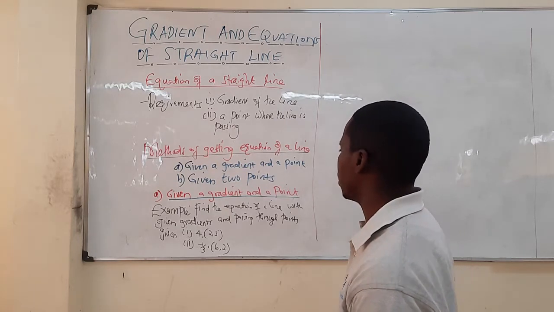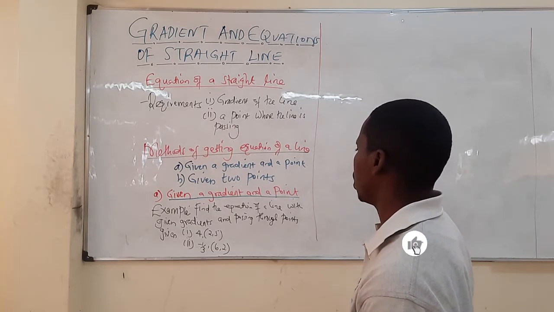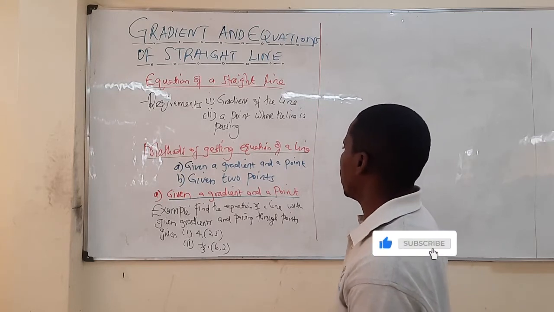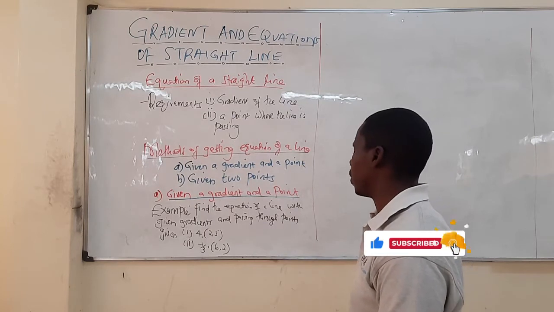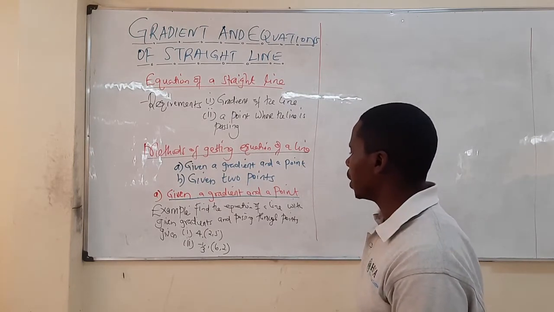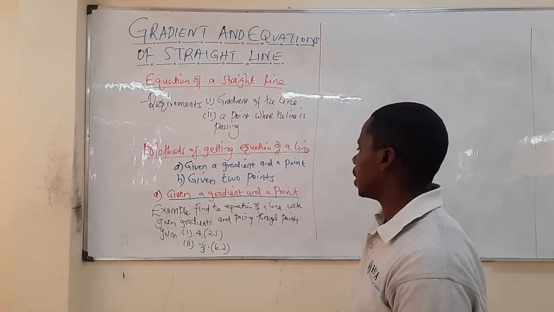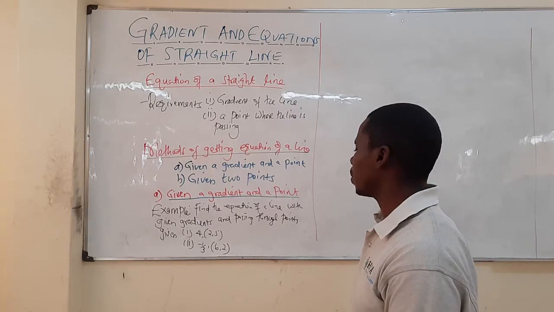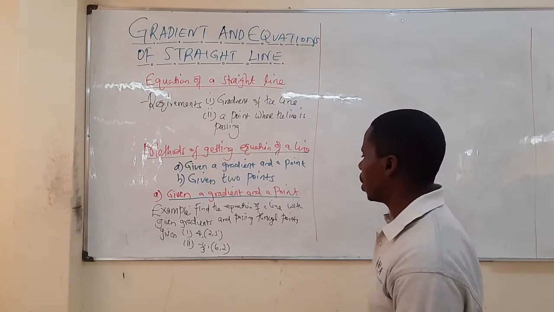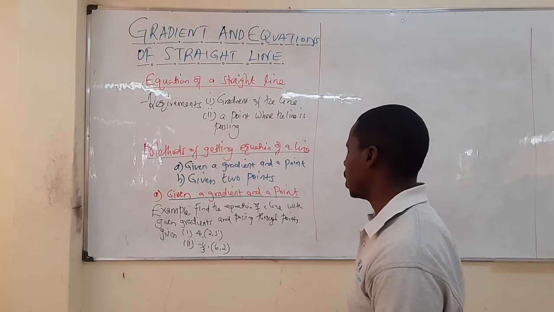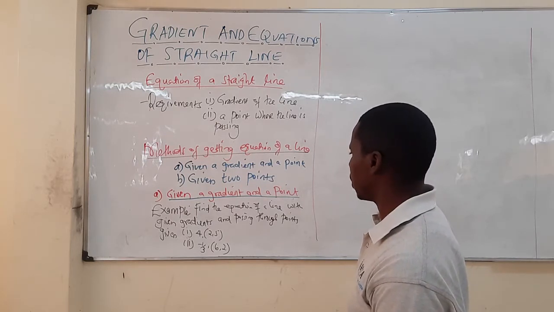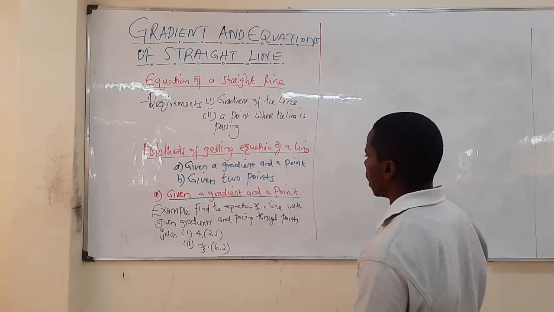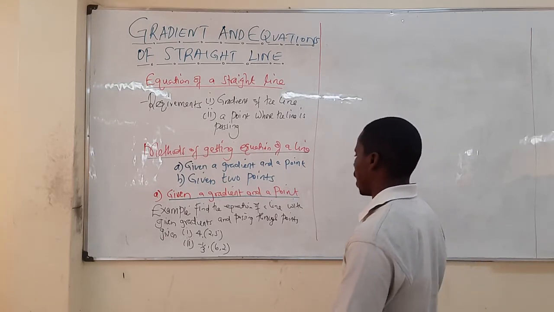And we have an example here. We're going to demonstrate: find the equation of a line with given gradients and passing through given points. Part 1, the gradient is 4 and the line is passing through the point (2, 5). Then part 2, the gradient is minus a third and it is passing through the point (6, 2). Let's start with the first one.